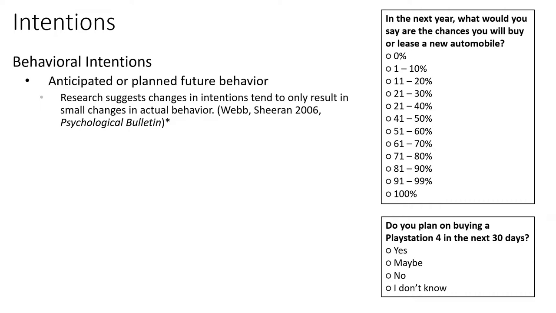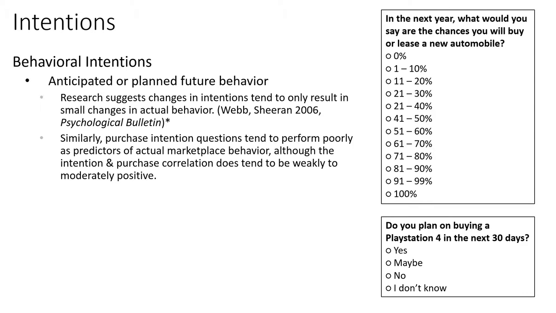Surprisingly, research about the connection between intentions and actual consumer behavior shows that, generally speaking, large to moderate changes in people's intentions tend to only lead to small to moderate changes in their actual behavior. In the context of marketing, we have found that purchase intention questions tend to perform poorly as predictors of actual marketplace behavior. In other words, what people say they will do doesn't do a particularly good job of predicting what they actually will do.